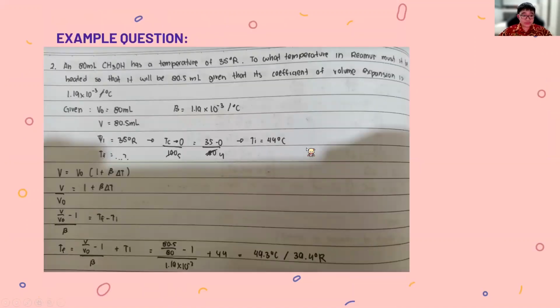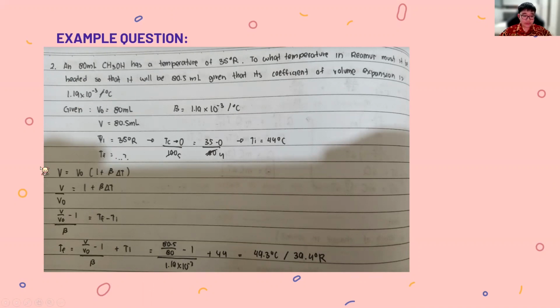Example question, this one is for the volume expansion. An 18 milliliter of CH3O3 LH has a temperature of 35 degrees Reaumur. To what temperature in Reaumur must it be heated so that it will be 80.5 milliliter, given that its coefficient of volume expansion is 1.19 times 10 raised to the negative 3 over degrees Celsius.